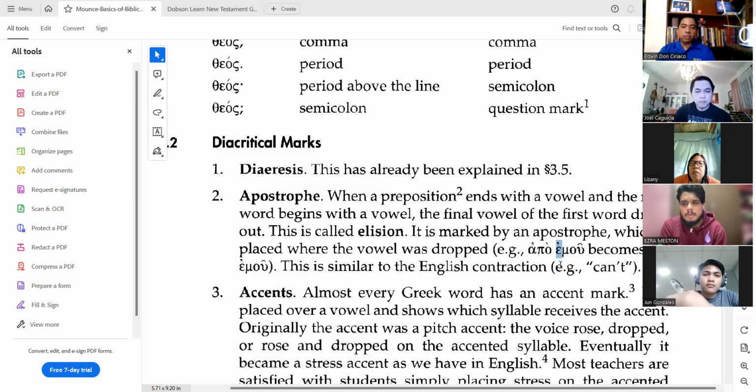So in their pronunciation, apo emo becomes apemo. Okay, apemo. So there is this apostrophe which reminds us that there should be a letter in between which dropped off or which was not pronounced. So it becomes apemo. So you do not read it as apo emo.